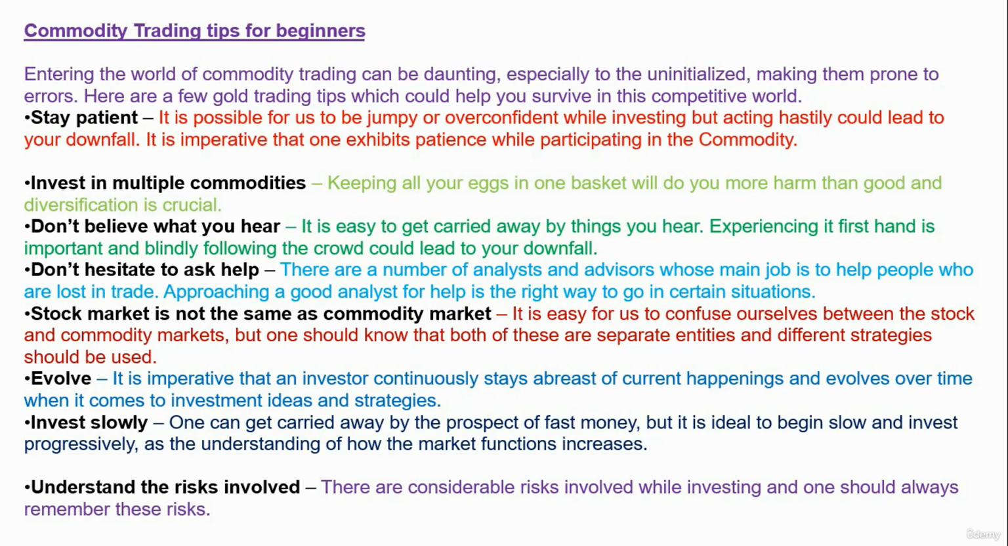So the first major important golden tips which you should follow to be a successful trader. The first is stay patient. It is possible for us to be jumpy or overconfident while investing, but acting hastily could lead to our downfall. So it is imperative that one exhibit patience. So we have to keep patience when we are doing trading in commodity.